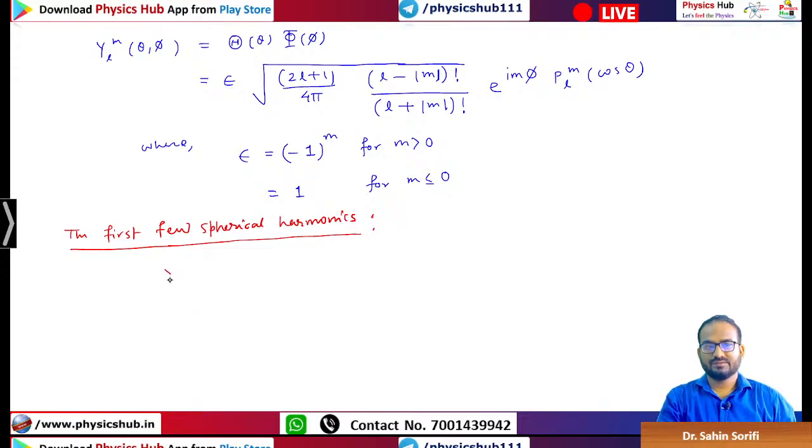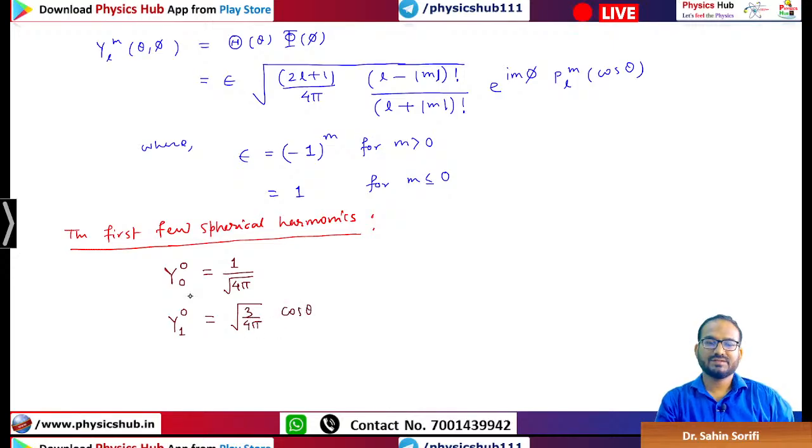So first thing first, Y 0 0. What does it mean? l is equal to 0, m is equal to 0. So it has a value of 1 by square root of 4 pi. It's a very standard result. If you put l is equal to 1, m is equal to 0, this gives you square root of 3 upon 4 pi cos theta. As you can see, as long as you put m is equal to 0, e to the power i m phi will be 1. So that is why this exponential factor will not come.